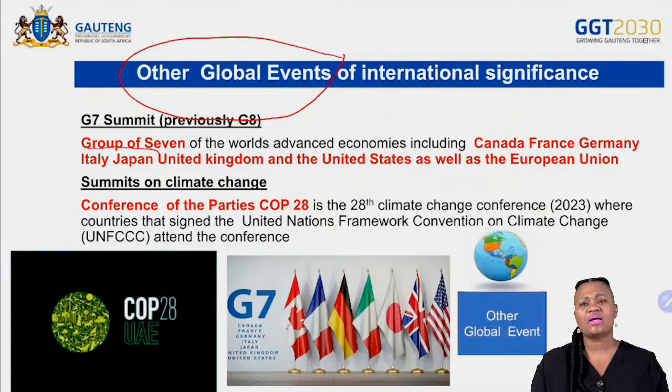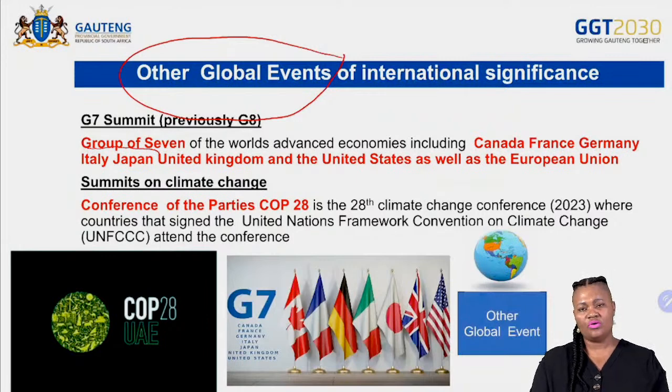And then we've got the summit on climate change, which is known as the Conference of the Parties, COP28, which means that it is the 28th Climate Change Conference in 2023, where countries that signed the United Nations Framework Convention on Climate Change attend the conference.